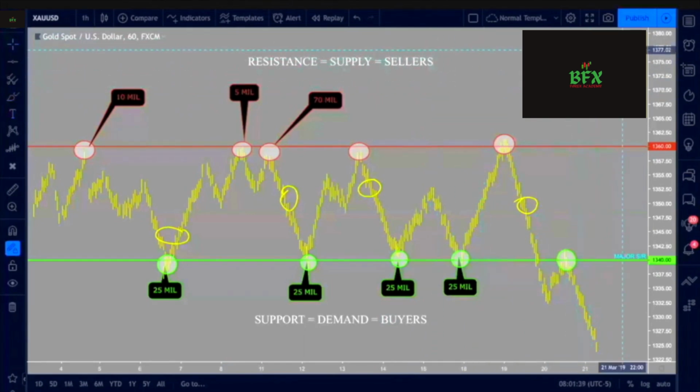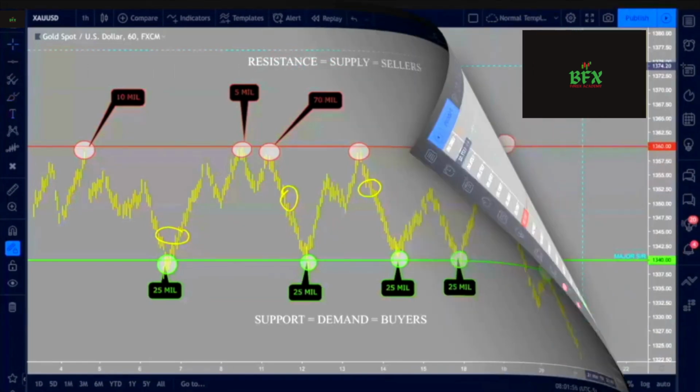Now that you understand why horizontal support and resistance, because that's ultimately what we're talking about in this case, specifically horizontal support and resistance, now that you understand why it exists fundamentally, let's talk about something else that's really important.